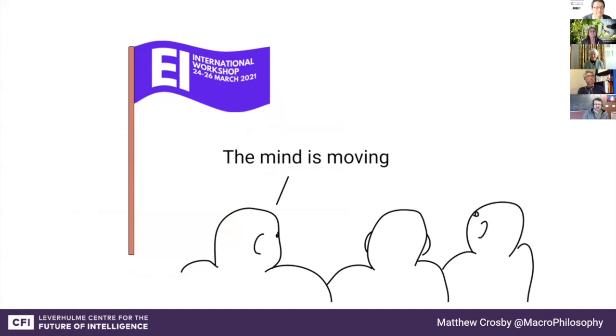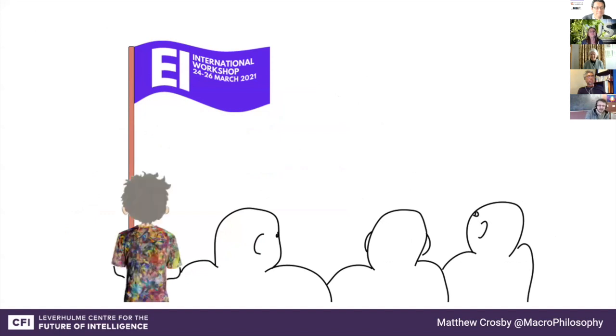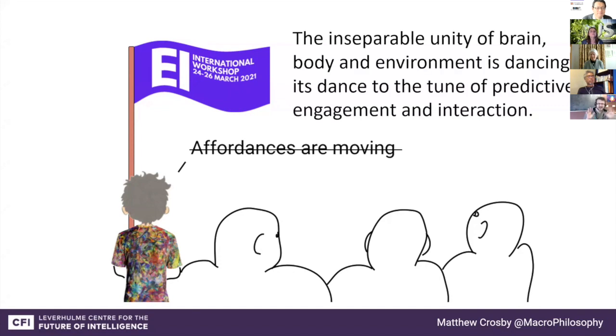But maybe we can add a different ending to this story, and we can have perhaps someone in a nice, colorful shirt turns up and says, it is affordances that are moving. I don't like the term affordances. I just needed a 1-word thing to fit this. I think maybe something like the inseparable unity of brain, body, and environment is dancing its dance to the tune of predictive engagement and interaction is a much better way of putting it, but a bit less memorable maybe. So yeah, that's everything I want to say. Thank you for the time.